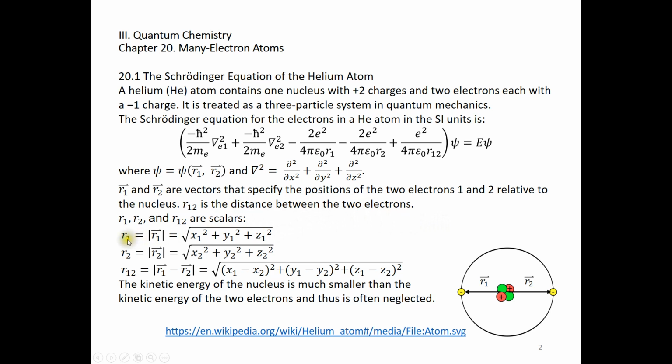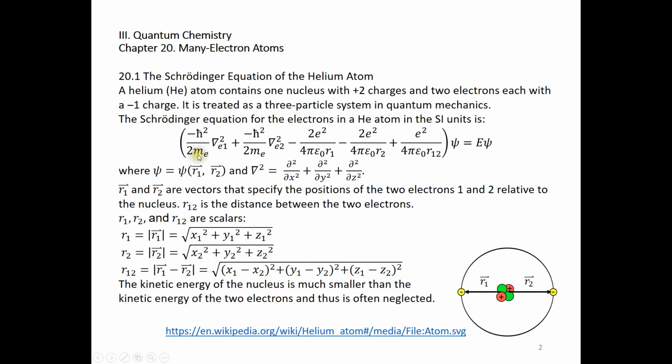The mathematical form of R1, R2 are just this, the square root of x1 squared plus y1 squared plus z1 squared, where x1, y1, z1 are the Cartesian coordinates of electron 1 relative to the center, which is the nucleus. Same for R2. R12 is a bit complicated. It's the square root of, over here, delta x squared plus delta y squared plus delta z squared. Delta is the difference between electron 1 and electron 2.